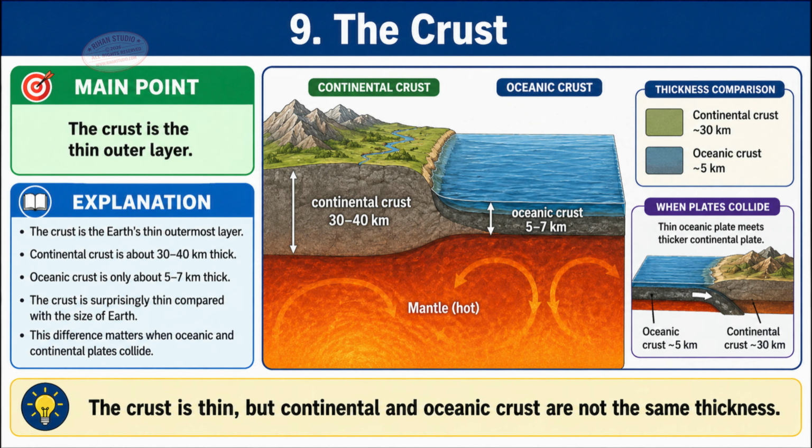Its thickness varies, about 30 to 40 kilometers under continents, and only 5 to 7 kilometers under the ocean. The crust is surprisingly thin compared with the size of the planet. It is thicker, about 30 to 40 kilometers, under the continents, and much thinner, only about 5 to 7 kilometers, beneath the oceans. This is why we separate continental crust from oceanic crust, a difference that matters when an oceanic and a continental plate collide.